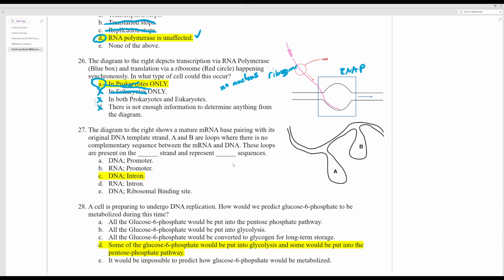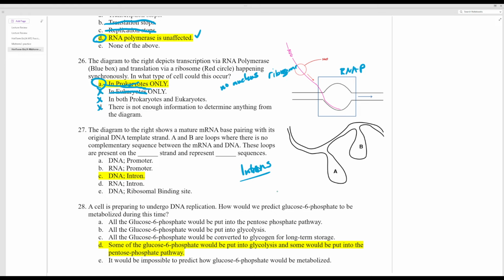The diagram to the right shows a mature mRNA base pairing with its original DNA template strand. A and B are loops where there is no complementary sequence between the mRNA and DNA. These loops are present on the blank strand and represent blank sequences. The first thing, mature mRNA. That tells us we're in a eukaryote because we have pre-mRNA and we have mature mRNA. Okay. Now, what would be causing these loops? Because if we go from DNA to an mRNA, it should be the exact same information, right? Well, yes, but remember, in eukaryotes, you have introns.